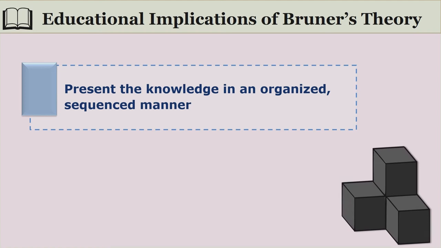Though the children are able to generalize on their own and come to a conclusion, it is for the teacher to give the knowledge in this symbolic form, in the correct manner, as given in the books. Therefore, the teacher will have to supplement whatever the students have learnt by presenting the knowledge in an organized, sequenced manner. And when Bruner says that the teacher has to present the knowledge, he says, use minimum words, use simple words, and use logical sequence.